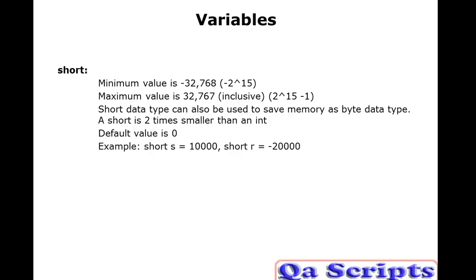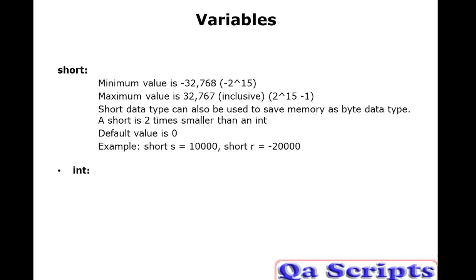Here is an example. We have to use a keyword called short, all small, followed by the variable name, that is s, which I have given, then assign some values to it. The value can be within the range that I have mentioned above.